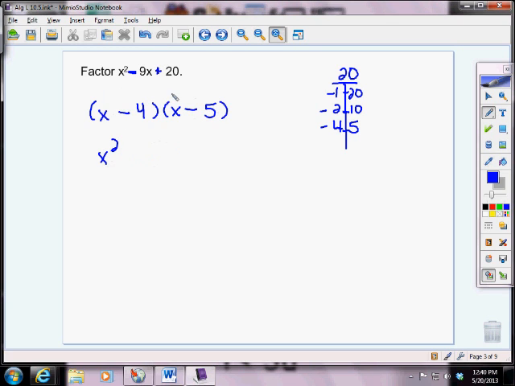Again, use FOIL. First, outside, inside, last.